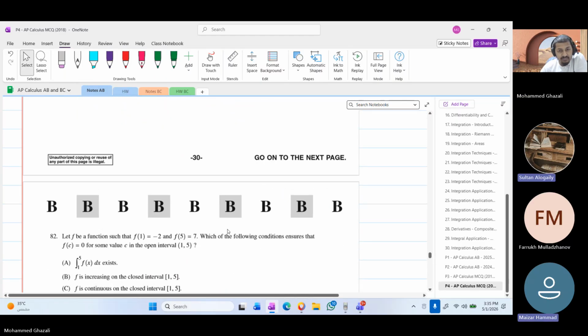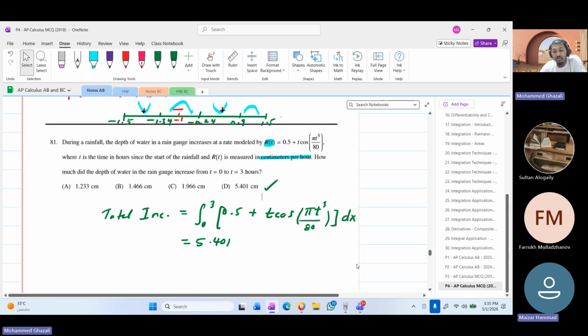Is your calculator on radians? Yeah, make sure your calculator is on radians. I'm using my normal one. Yeah, it's on radians.